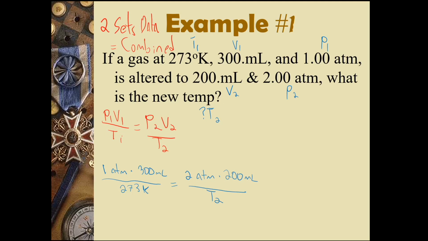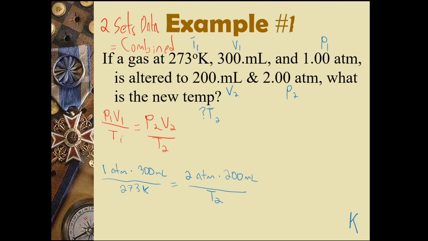Pro tip: you can now go, okay, I've got ATMs to ATMs and milliliters to milliliters, so all those units will cancel and match, which means I have Kelvin to what? Kelvin. So right away, you should be able to figure out what your missing unit is, and all the other units will cancel and go away. This allows us to simplify what we've got.